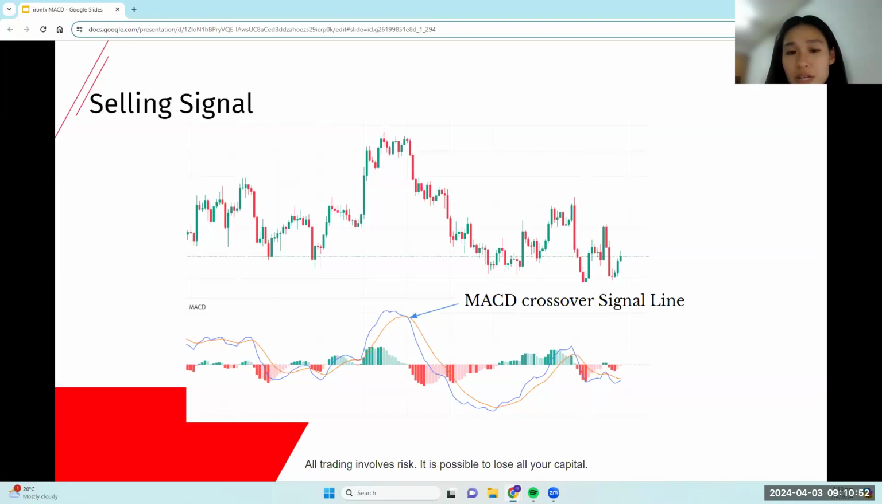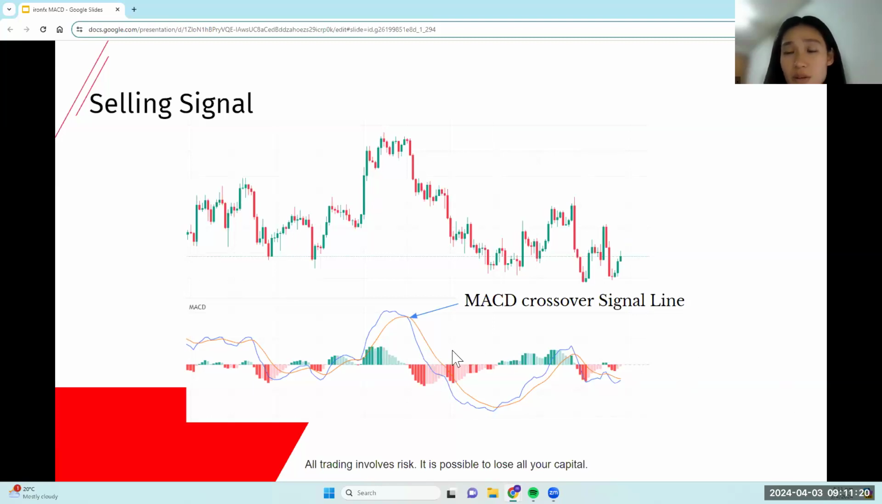Okay, in this case, we're looking at selling first. So here you see MACD crossing the signal line. MACD again is the blue line. The signal line is the orange line. So when the MACD crosses below the signal line, it indicates a bearish signal, suggesting that the momentum is turning negative and it might be a good time to consider selling or shorting.